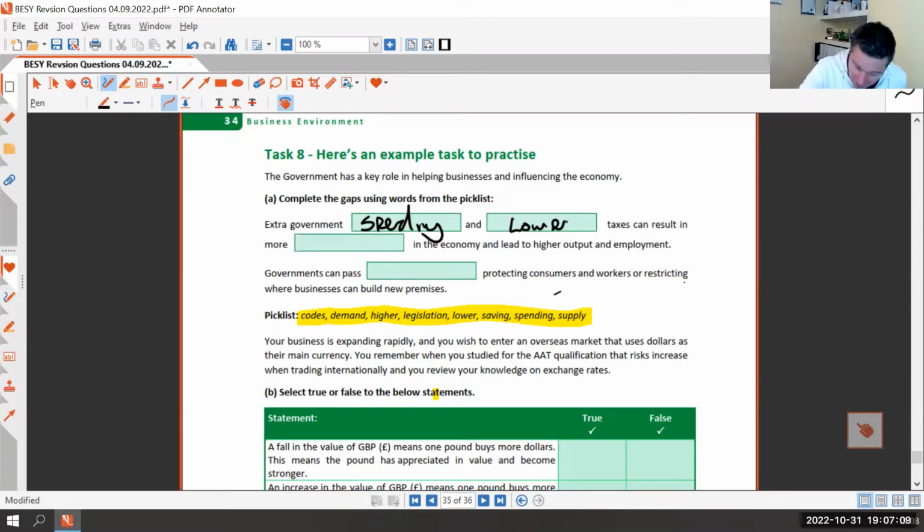And that will lead to higher demand in the economy, because they can buy stuff, like they can buy a new car, go on holiday, do a house improvement, that sort of thing, if they've either got more money from the government spending money or the government taking less money off them in the way of taxes. And lastly, government can pass legislation protecting consumers and workers, or restricting where businesses can build new premises, planning laws and things like that. So that's part A. Let's move on to part B.